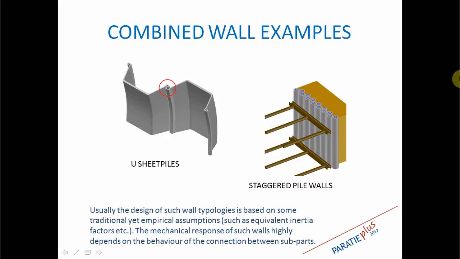So you can see here that in U sheet piles the overall wall is composed of adjacent elements that are joined through a slipping joint, and this joint in U-sheet piles is along the neutral axis of the overall wall section, so some slippage may occur. And sometimes this kind of wall can also be considered for modeling the behavior of staggered pile walls.